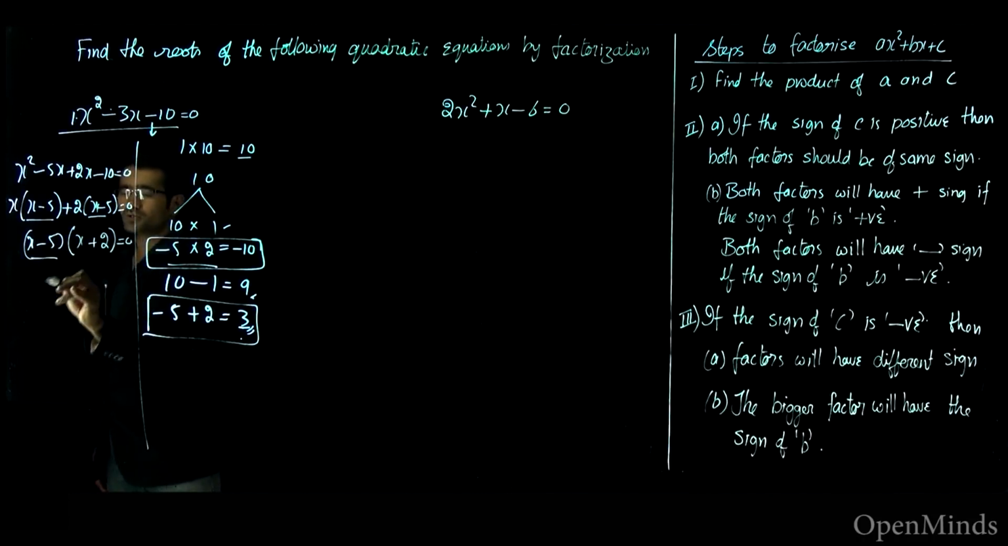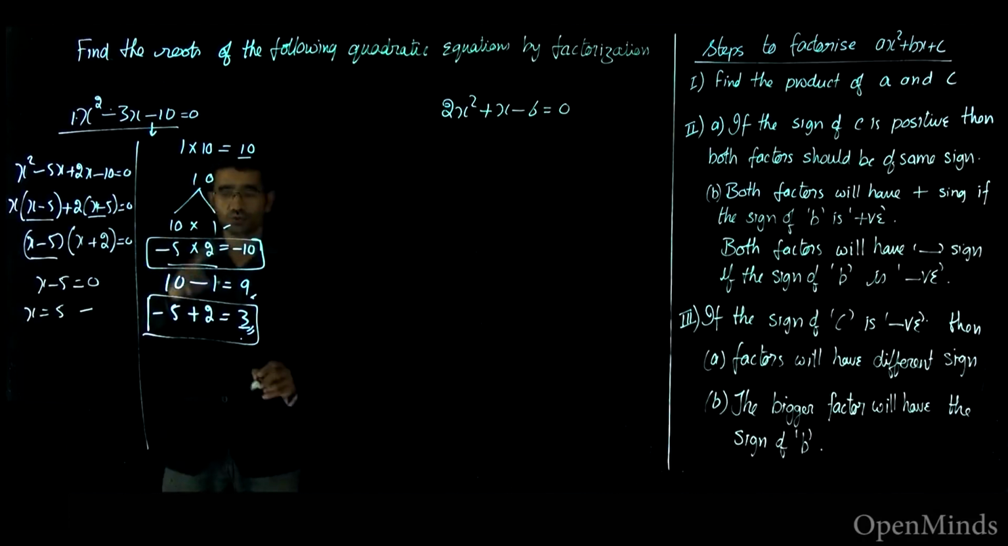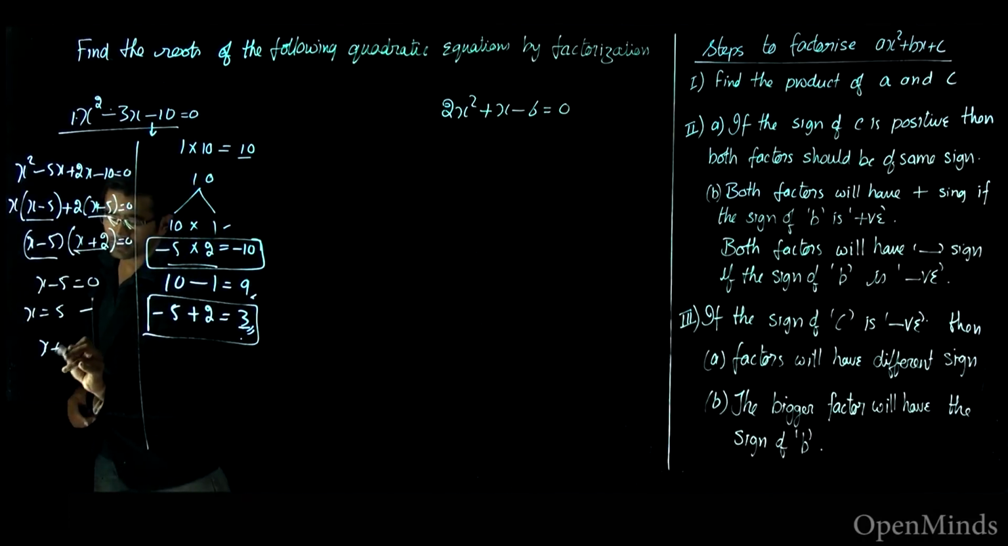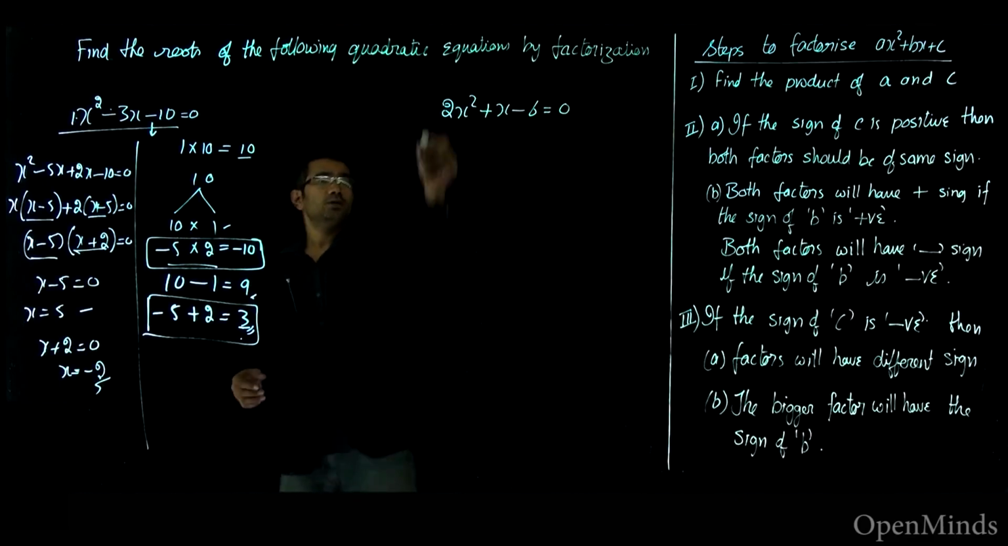So I can equate this to 0, that is x minus 5 is equal to 0, then x is equal to 5. That's my first root. Likewise, I can equate x plus 2 is equal to 0, then x is equal to negative 2 is my second root. We got 2 roots. Beautiful. So go back to this one.